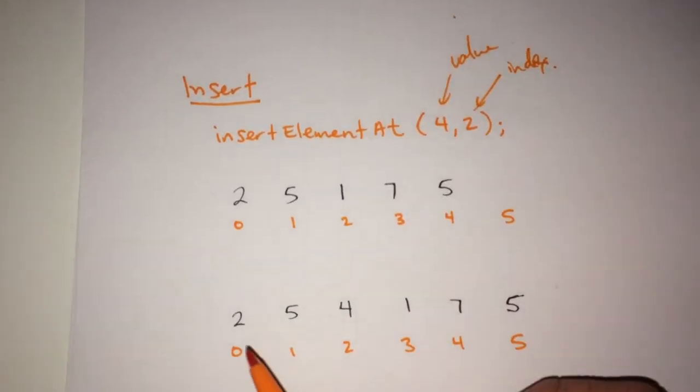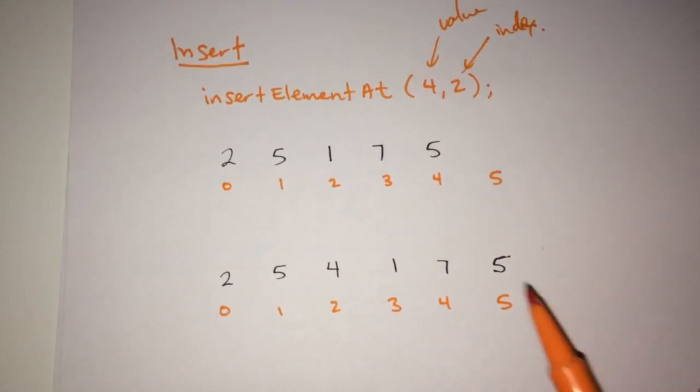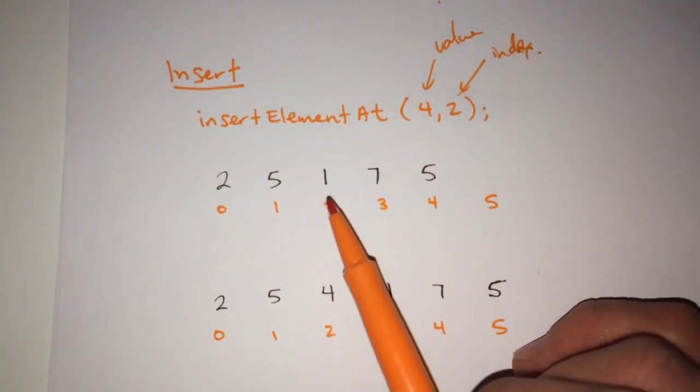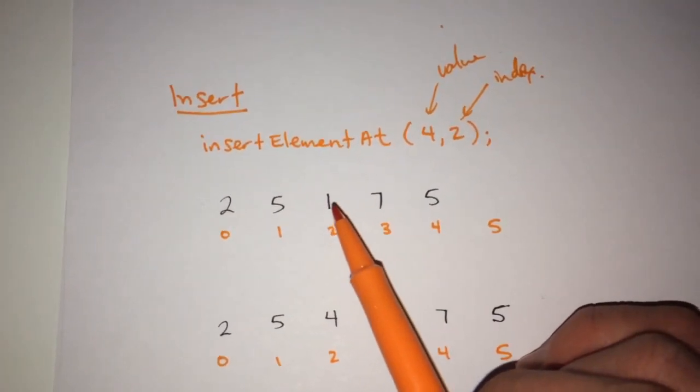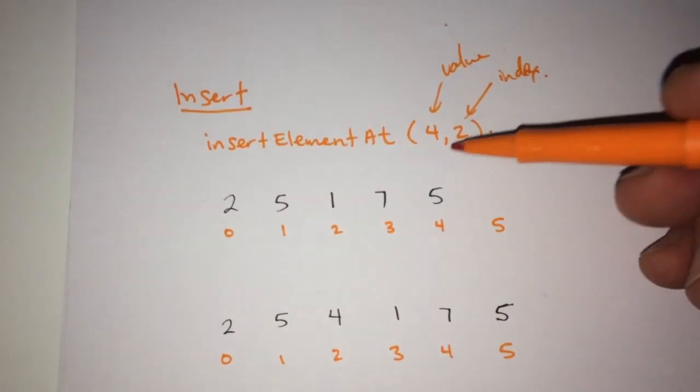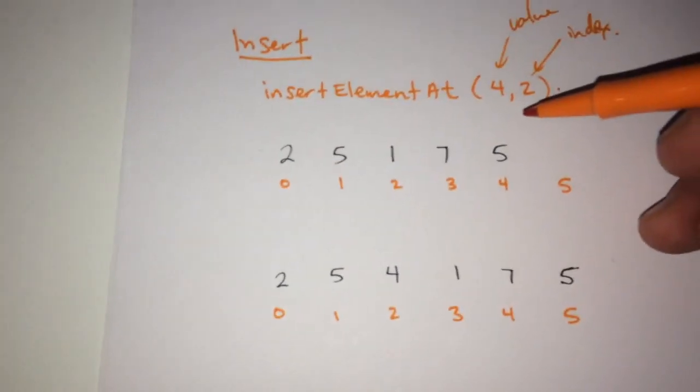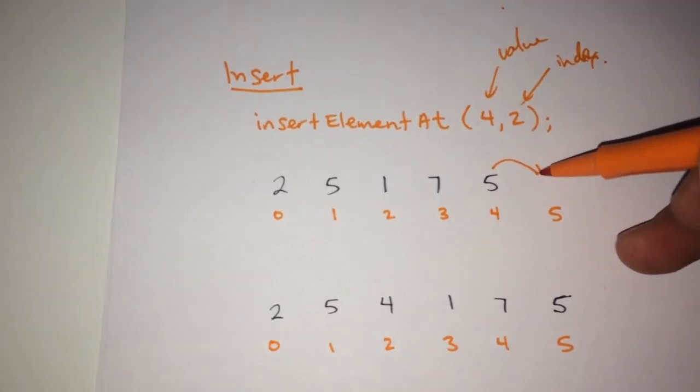So what I want to have happen is I want it to look like this after I'm done. To do that, I need to insert the value 4 in this position. But in order to make room, I'm going to have to shuffle all this stuff along. Now you have to start at this end. You have to first move this value over to here.